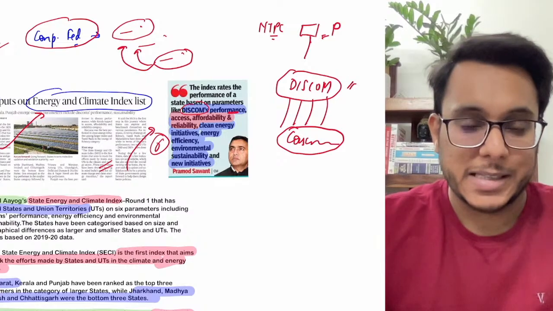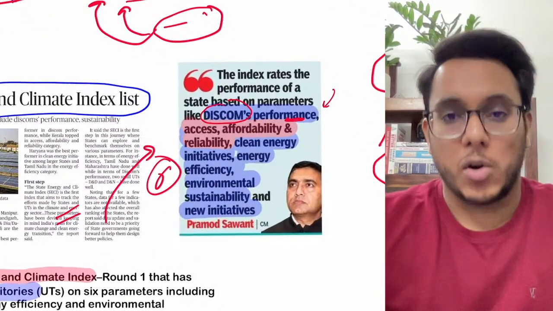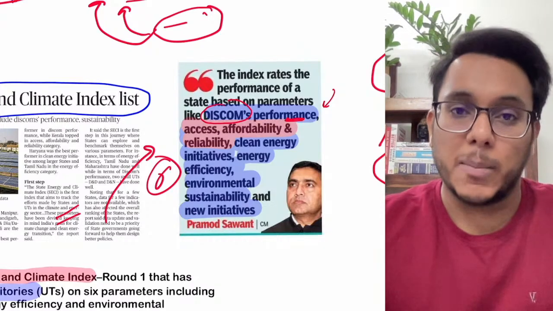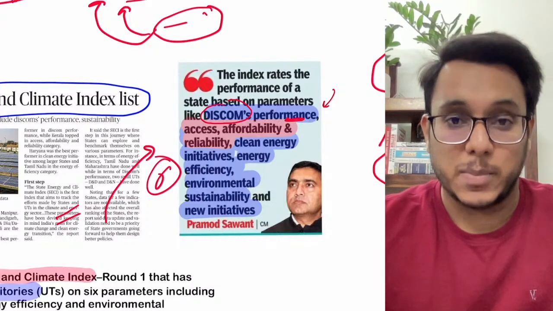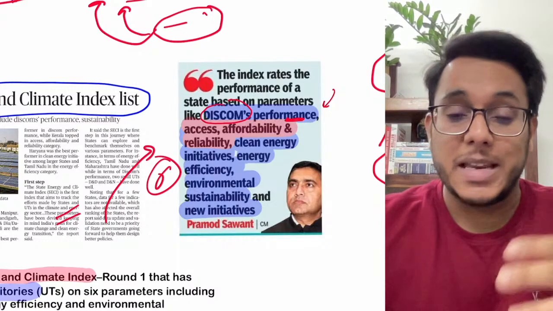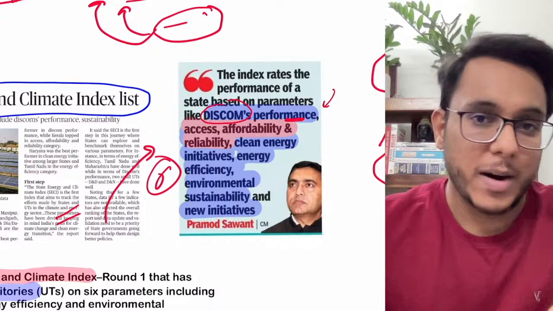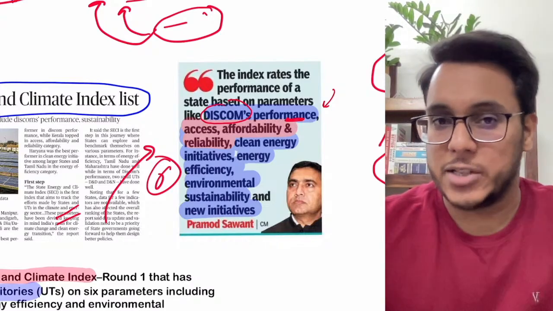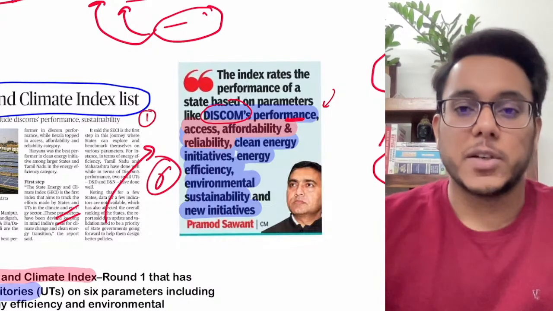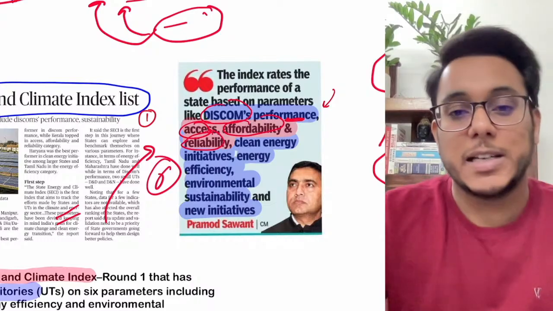So the states will be ranked on whether the distribution companies perform well or not. Performance can be measured on many aspects. For example, the financial health of the distribution companies, and the aggregate transmission and distribution losses of that company. Is it clear? Also whether good infrastructure is maintained, and whether electricity is being provided efficiently to households. On many parameters the efficiency of a distribution company can be measured. So in this Niti Aayog index, the states are ranked on the performance of the distribution companies, and on the access, affordability and reliability of energy.